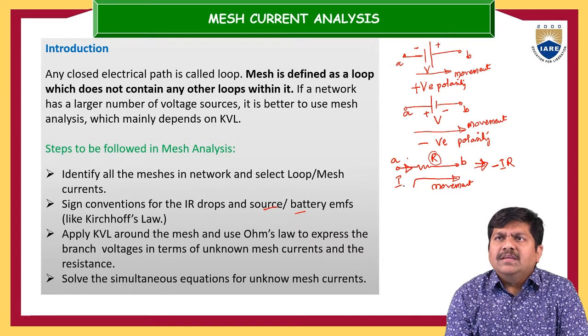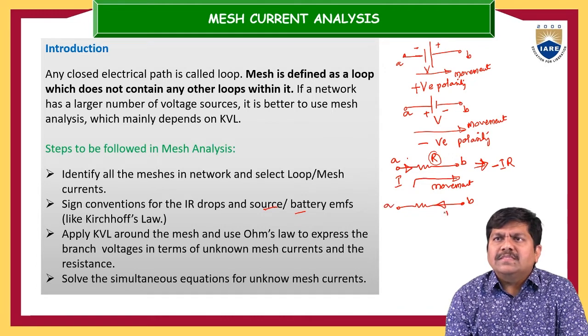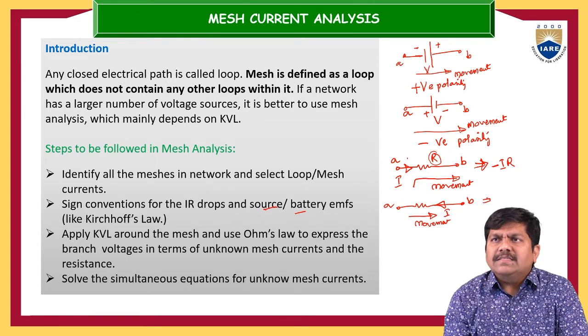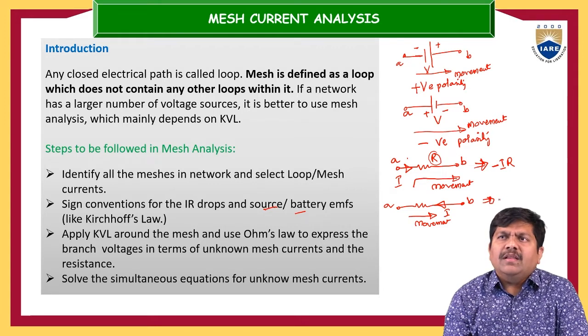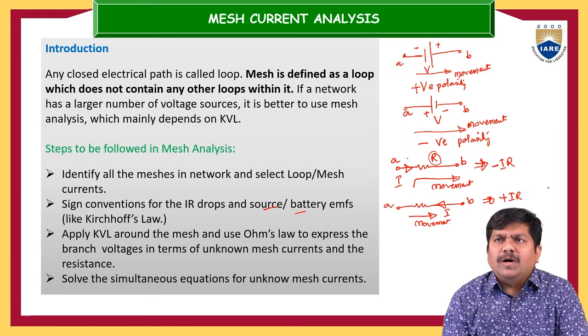And one more thing: suppose in the same case, this is the resistor, this is point B and this is A, the current is flowing from B to A, and the movement direction is from A to B. In that case, if the current and our movement are in quite opposite directions, then treat that potential drop as a positive drop.